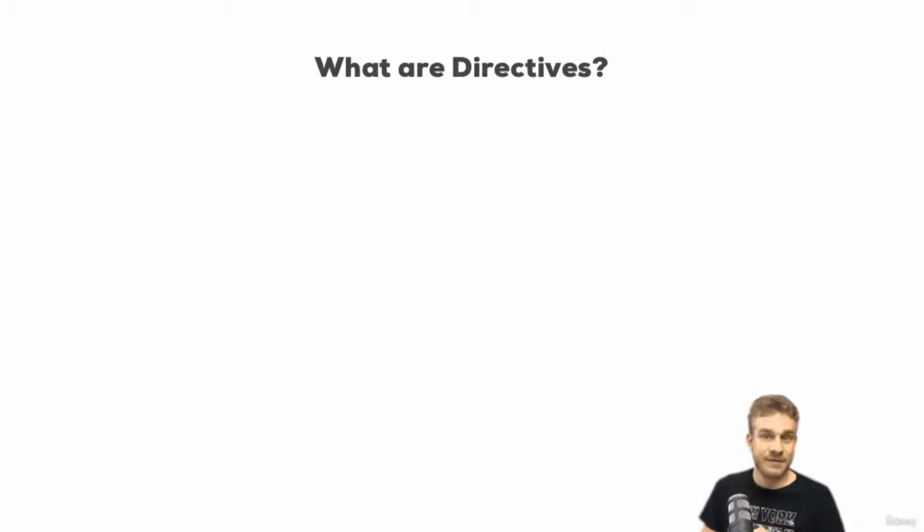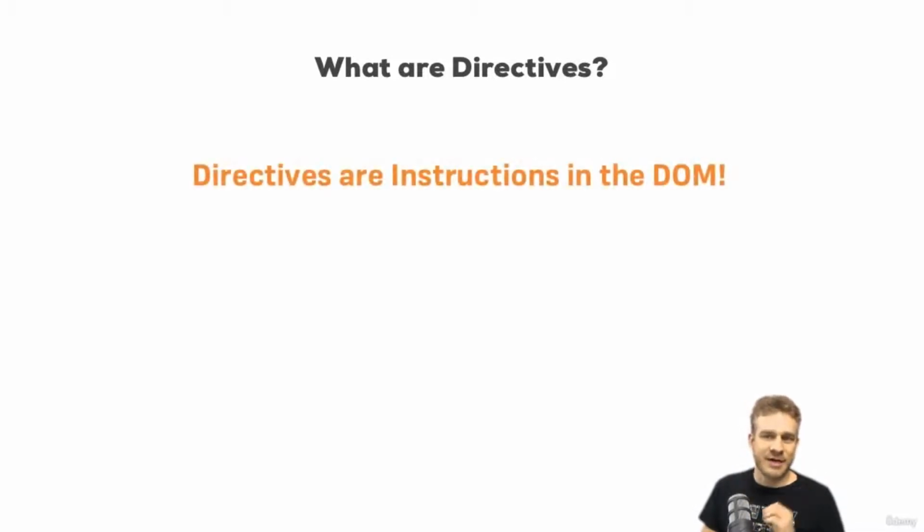What are directives? Directives are instructions in the DOM. And we actually already use directives without knowing it. Components are kind of such instructions in the DOM. Once we place the selector of our component somewhere in our templates, at this point of time, we're instructing Angular to add the content of our component template and the business logic in our TypeScript code in this place where we use the selector. This was our instruction.